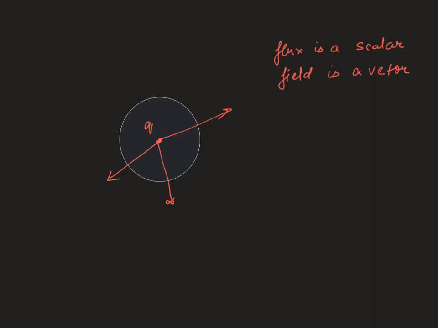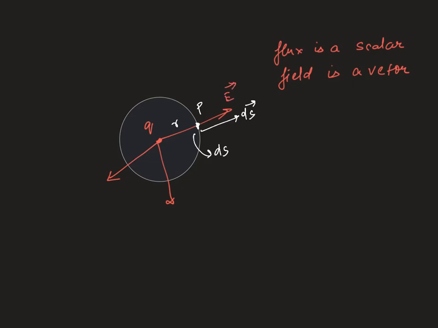Now, if we want to find out the flux of this charge, we already know it's q by epsilon naught, but okay, we want to go the other way around and find out the flux due to this charge. The way to do it is very simple: we take a point P on the surface, at a distance r, and we take a very small area around P. That area we call ds, and we take an area vector ds, and the field, as you can see, is in this direction.